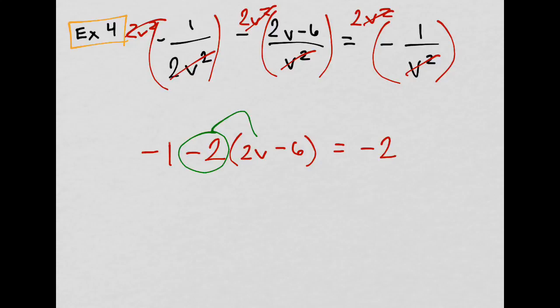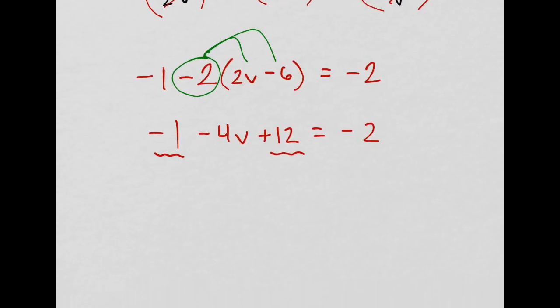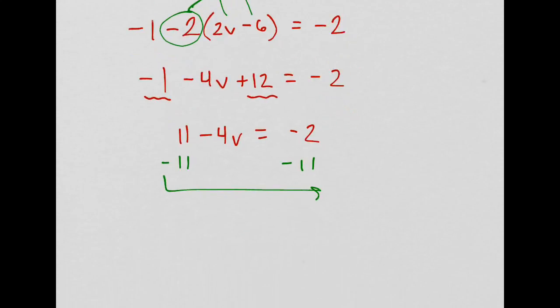So there we go. I will distribute right now. That's the negative 2 times both of those. Negative 2 times 2v is just negative 4v. I'll copy down this negative 1. And then negative 2 times negative 6 is positive 12. Isn't that nice? And it equals negative 2. I'll combine like terms. Negative 1 plus 12 is 11, and then minus 4v. Oh, this is moving along quite well. Minus 2. And then I just subtract 11 from both sides. That's pretty sweet. And then that goes away.